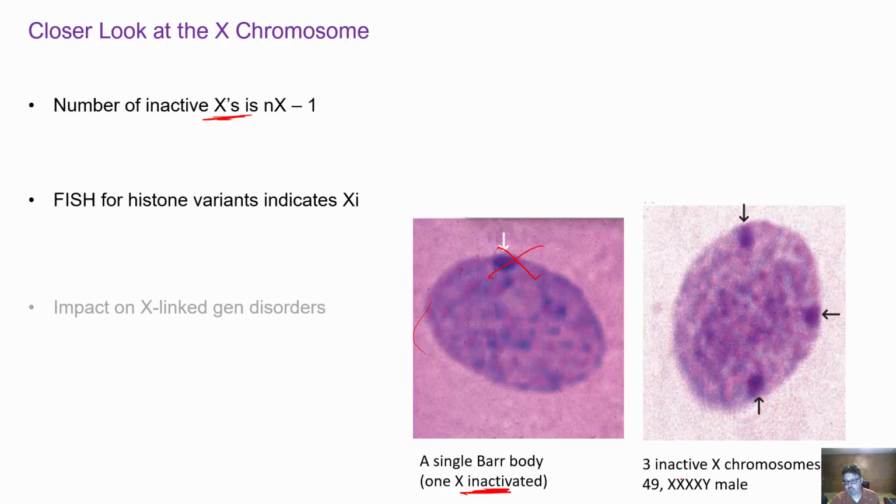By having that Barr body there, that's a good way to look at it. Over here, you'll notice there are three inactive X chromosomes, so these are three Barr bodies, one, two, three. And then of course the other X chromosome is not inactivated, so it does not appear as a Barr body. And look at this, 49,XXXXY male. So you can get four copies, five copies, maybe even six copies of the X chromosome and still have a viable offspring. And of course, that will have an impact on the X-linked gene disorders.